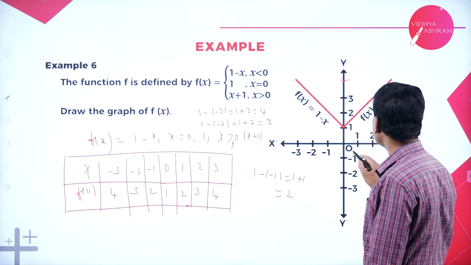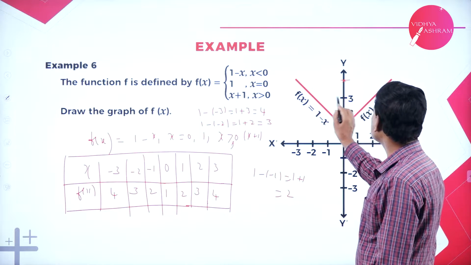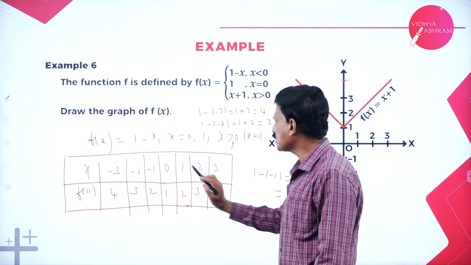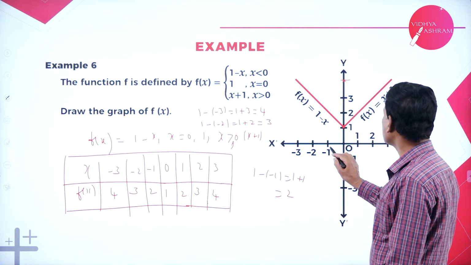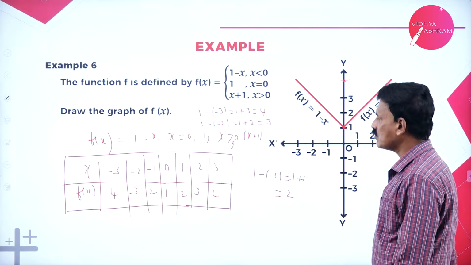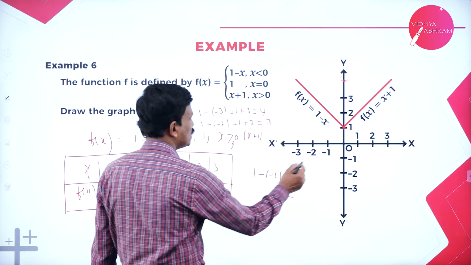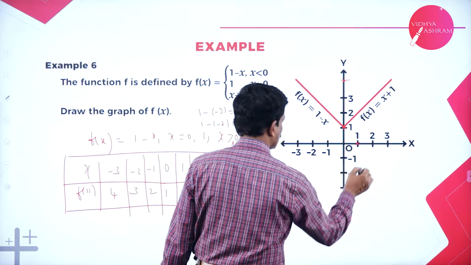When x is equal to minus 2, f of x is equal to plus 3. When x is equal to minus 1, f of x is equal to plus 1. So here we are going to get the point. Now, when x is 0, f of x is 1. This is the point.